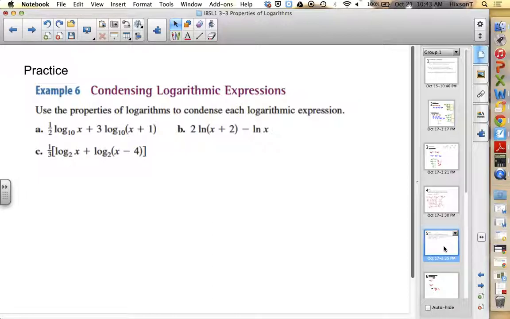So would it be log of x to the half, x plus 1 to the 3? Mm-hmm. And then to simplify that, what is something to the half power? Square root. So log of the square root of x, plus 1 to the 3.